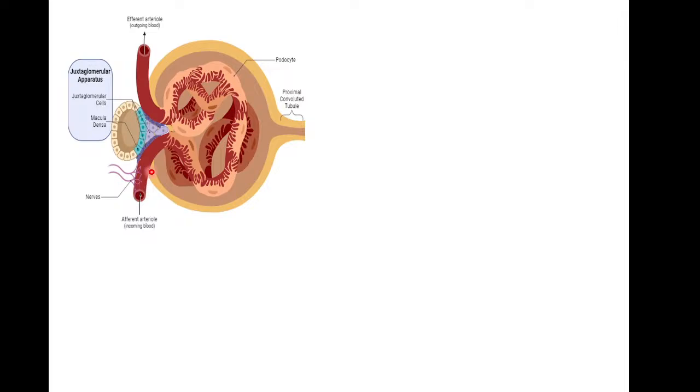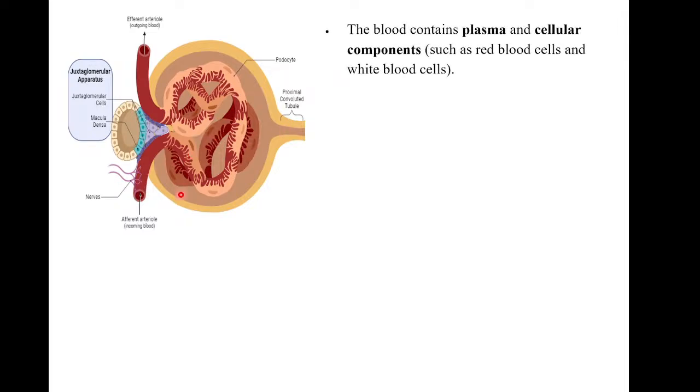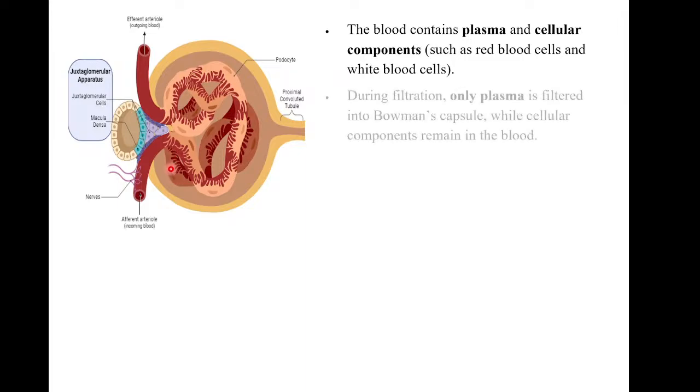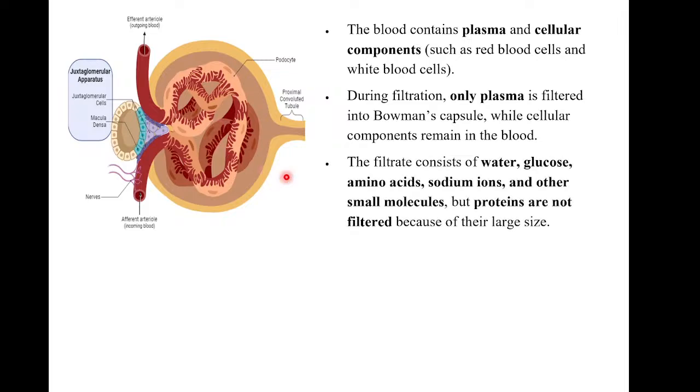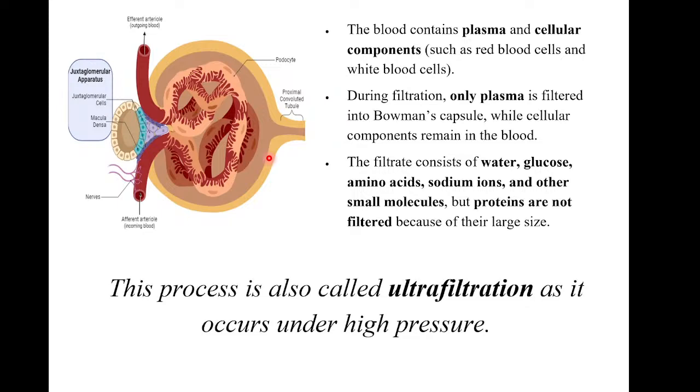When blood enters here, the blood contains plasma and some cellular components like red blood cells and white blood cells. During filtration, only plasma is filtered into the Bowman's capsule, while the cellular components remain in the blood. The filtrate consists of water, glucose, amino acids, sodium ions, and some other molecules, but proteins are not filtered because of their large size. This process is called ultrafiltration, as it occurs in a high pressure region.